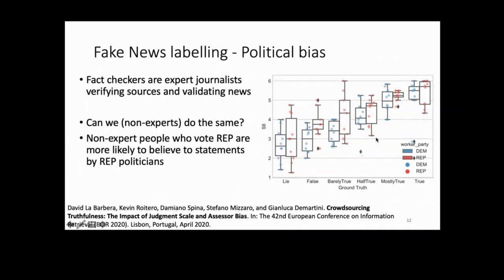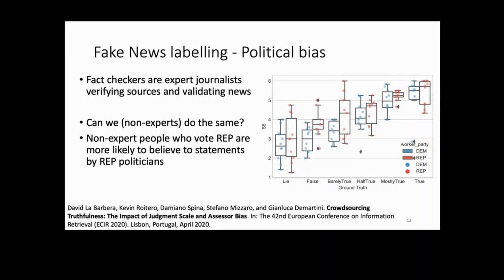If you switch parties and colors, you get the same phenomenon. So again, the conclusion here is that when the political background and thinking of the human annotator is aligned with that of the content, they are much more lenient in their judgments. If it's the opposite political party, they are much more critical in judging truthfulness.